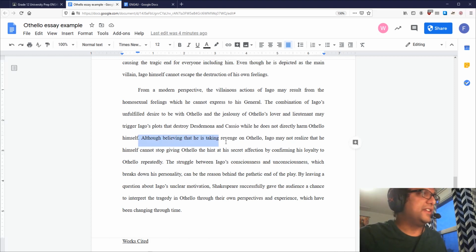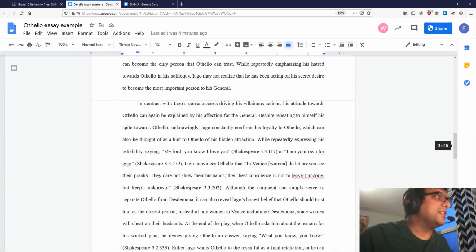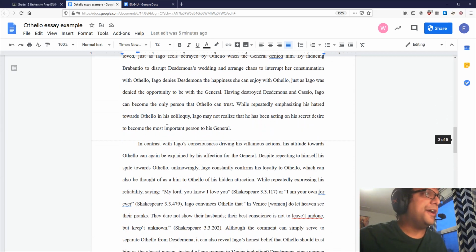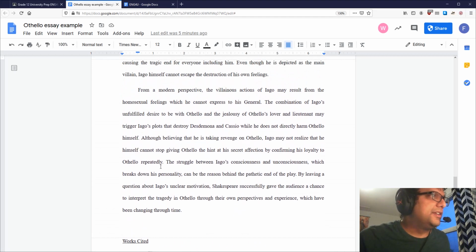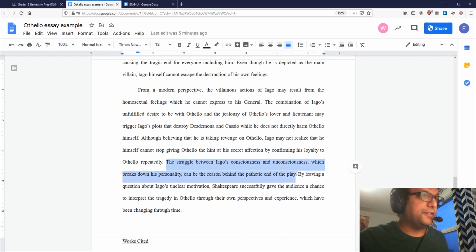And then, although believing that he is taking revenge on Othello, Iago may not realize that he himself cannot stop giving Othello the hint at his secret affection by confirming his loyalty to Othello repeatedly, right? So, again, going back to the topic sentences, right? That was the subject of her second body paragraph here, right? So that is, again, what you should do, right? If you do your body paragraphs properly, then this part should be easy because you're just going back and looking. Then you've got the struggle between Iago's consciousness and unconsciousness, which breaks down his personality, can be the reason behind the pathetic end of the play, right? So, again, summarizing the previous points.